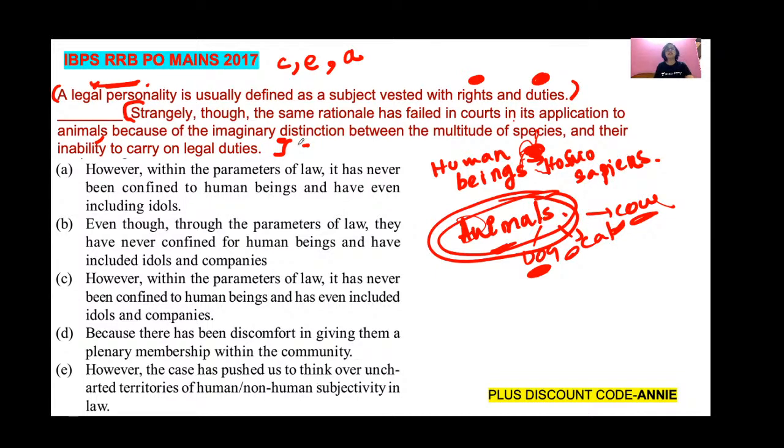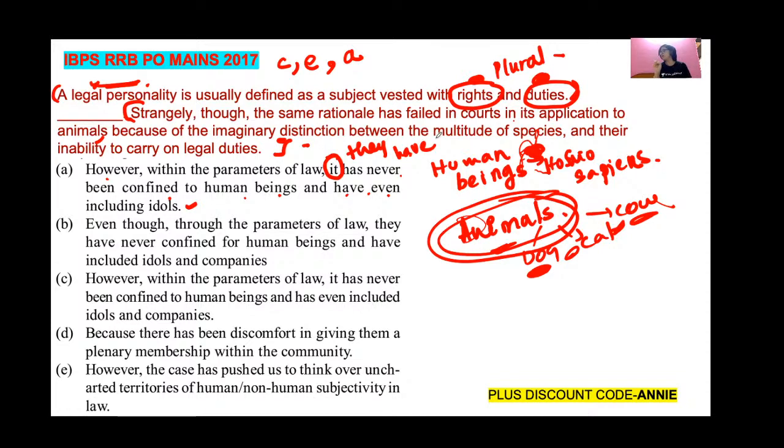Okay, now you see, however, within the parameters of law, it has never been confined to human beings and have even including idols. Okay, so the problem here is, here we are talking about rights and duties. Two things, rights and duties. So this is plural, okay, but this sentence uses "it". It should have been "they" and then "have".